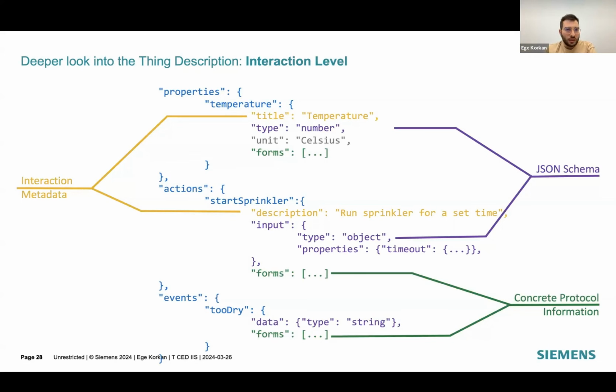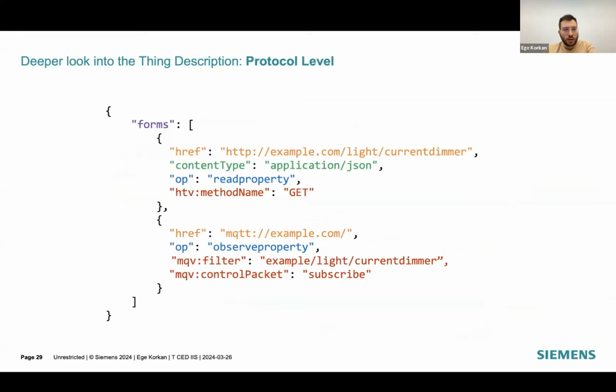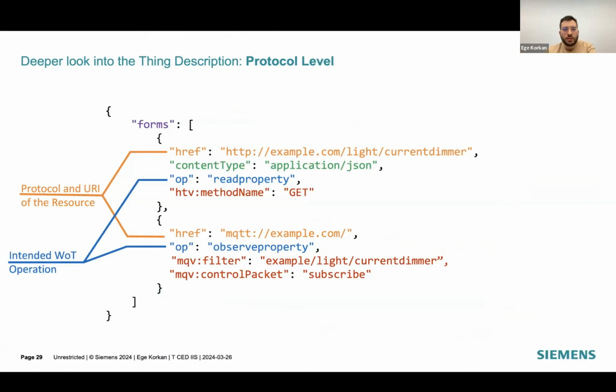And that's where we get into the MQTT in the Web of Things. So here I have an example. And just to show that we really have real protocol information, we have the URI of the endpoint. So it could be different protocols, like you see with HTTP and MQTT on the bottom. And then we have the intended Web of Things operation. So what you want to do with this resource is important.